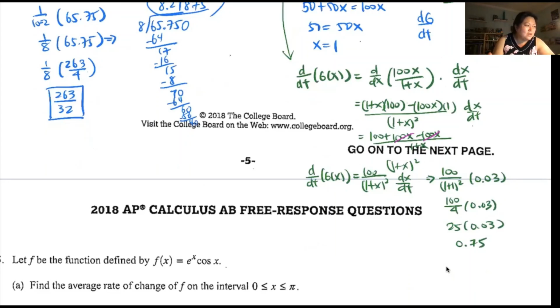Yes, 3/4. I am right. So when the tree is 50 meters tall, this is the rate of change. The height is changing at 0.75 meters per year. Okay. All right. That's it for this problem.